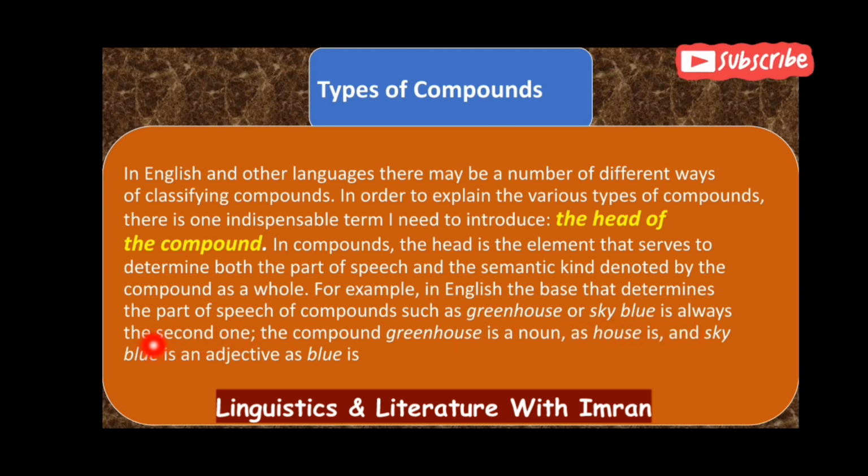So we will discuss that the compound greenhouse is a noun. How can we say that greenhouse is a noun? Because of the house. House is the head of this compound. So from the house we can say it is a noun. And sky blue is an adjective because of the blue. You can see sky blue. Blue is an adjective, so this word sky blue as a whole will be an adjective. I hope you got it.